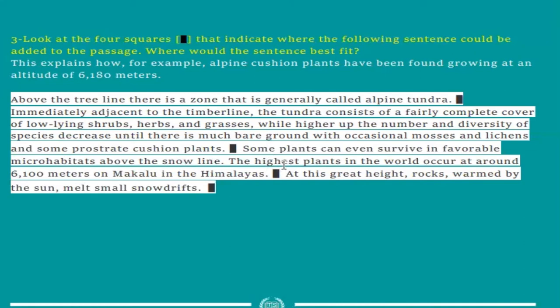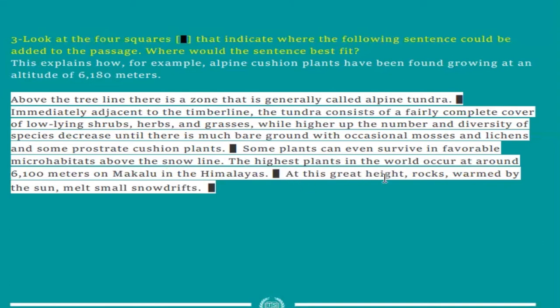Alright, some plants can even survive in favorable microhabitats above the snow line. The highest plants in the world occur at around 6,100 meters on Makalu in the Himalayas. This is not the right box either, because it's not a reason, it's a type. It talks about a type of plant, which is the highest one.